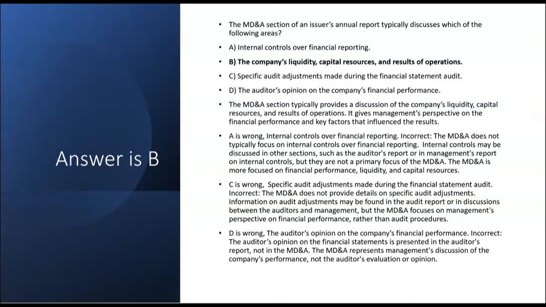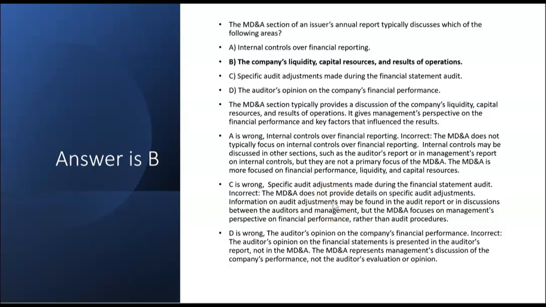MD&A typically provides a discussion of the company's liquidity, capital resources, and results of operations. It gives management's perspective on the financial performance and key factors that may have influenced the results according to management. A is wrong. The MD&A does not typically focus on internal controls over financial reporting. Internal controls may be discussed in other sections of the annual report, such as the auditor's report or in management's report on internal controls. But internal control over financial reporting is not a primary focus of MD&A because MD&A is more focused on financial performance, liquidity, and capital resources.